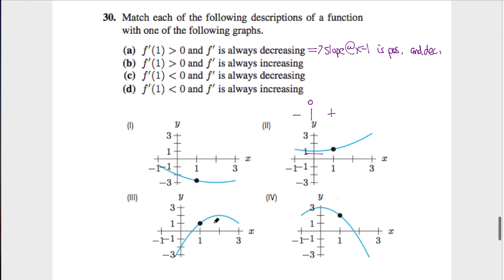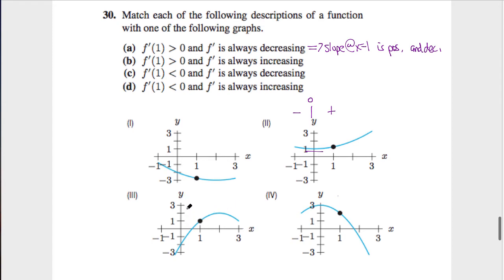So let's continue on. Number 3, we see that up until about this point, so this is our 0, we have a positive slope and then it is negative. So this is decreasing the entire time because this slope is positive and is getting more and more negative. Then at x equals 1, we see that our slope is positive. So that means that A matches with graph 3. So we'll write it in both locations.